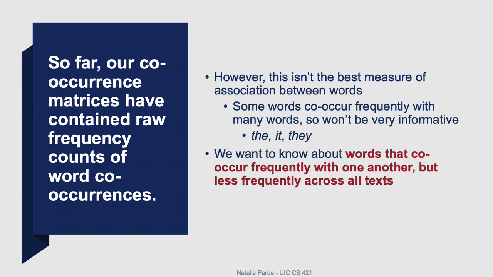So in the example we just saw, and also with our earlier discussion of bag of words models, our vector representations have ended up being comprised of just raw frequency counts corresponding to word presence or word co-occurrence. However, that really isn't the best way to measure the association between words, because some words naturally occur in language way more frequently than others. If we just use raw frequency, we'd end up with high co-occurrence counts for words like the, regardless of which words they were paired with, and this would just end up adding noise to our word representations. What we really want instead is to know about words that co-occur frequently with one another, but less frequently across all texts in our training corpus.